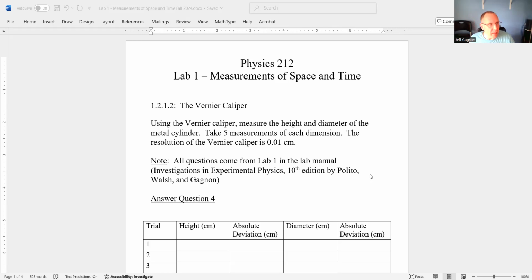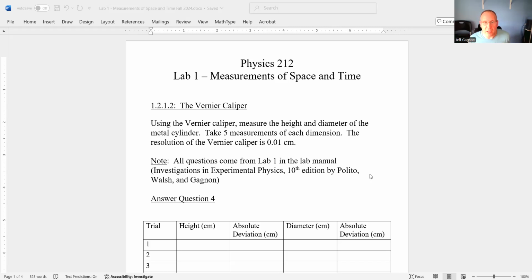So if you think about it, a right circular cylinder has both a diameter, or a radius. You can think of the diameter as being twice the radius, and a height. So we need to measure those two lengths. We need to measure the diameter of the cylinder and then the height of the cylinder.